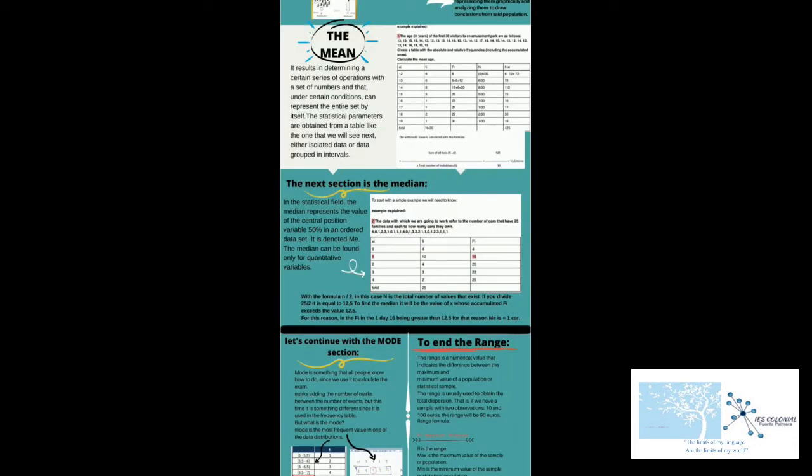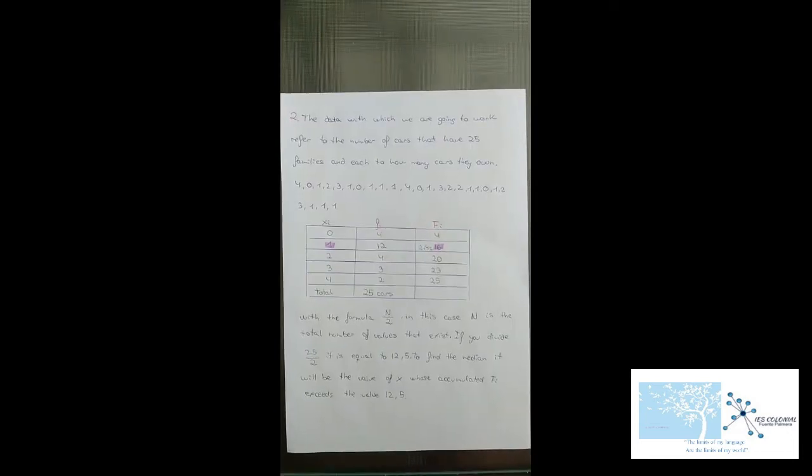The next section is the median. In the statistical field, the median represents the value of the central position variable, where 50% of the data lies on each side. It is denoted Me. The median can be found only for quantitative variables. Now comes an explanatory video.